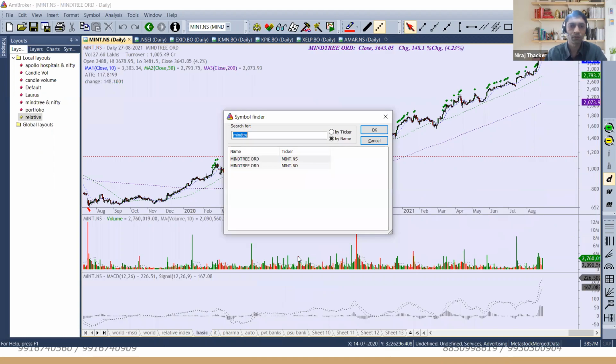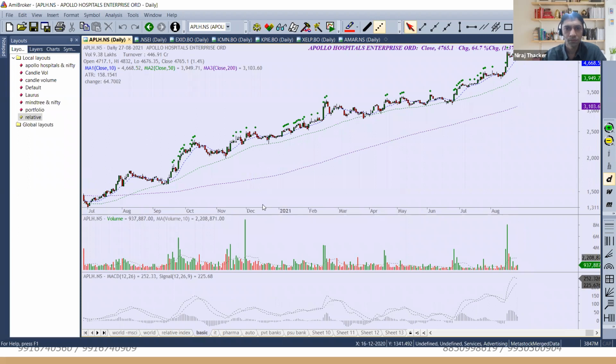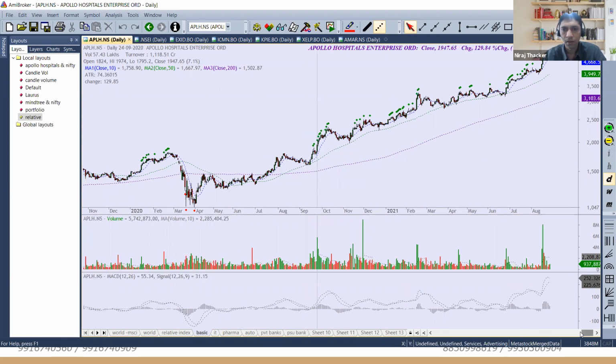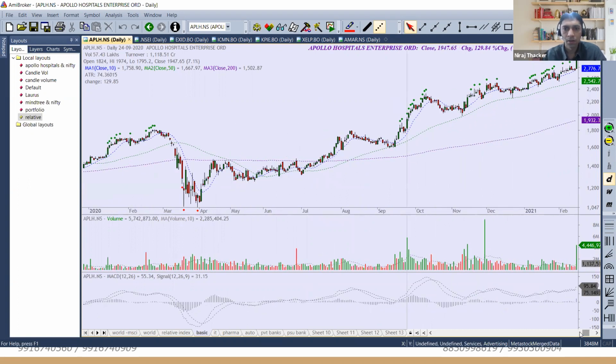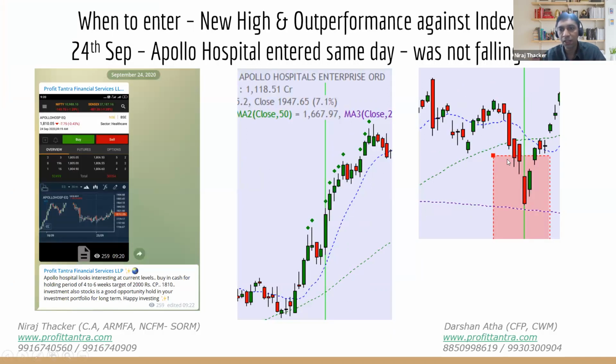Apollo Hospital, on 24th of September, this day. So when you compare with Nifty, Apollo has already made an all-time high. Nifty was coming down basically. So 1, 2, 3, 4 days it was down continuously.